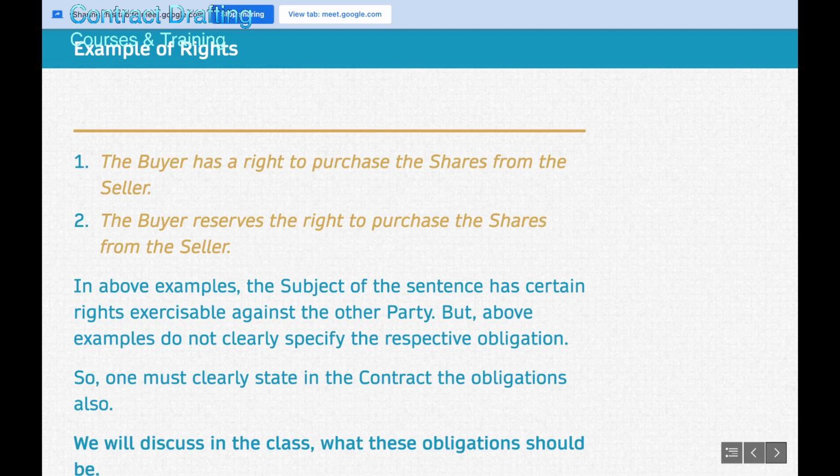But in the first statement, it doesn't specify the obligation, it only talks about the right. So you have to think carefully whether you want to create a statement which is an obligation or a right. So it is better to write that the seller undertakes to sell these shares to the buyer on such and such date, or on satisfaction of certain conditions. Because enforcing an obligation is always better and easier than enforcing a right.